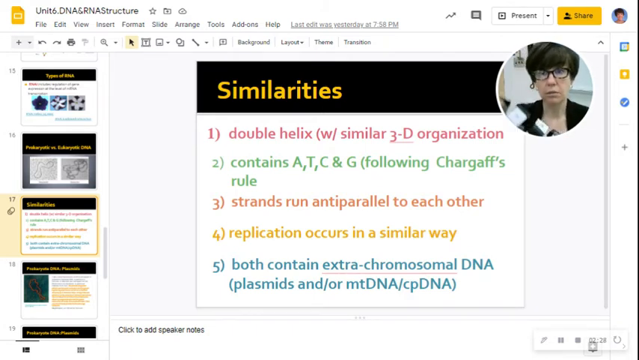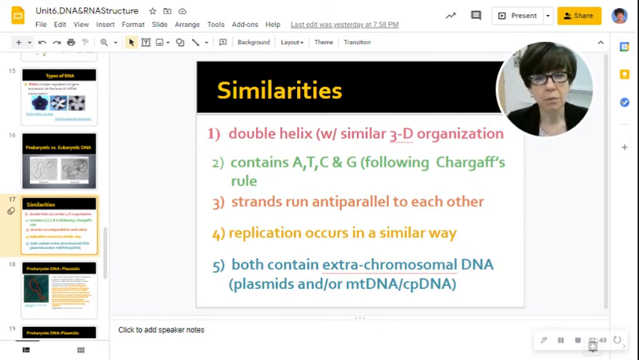The strands, like we've talked about before, are going to run anti-parallel to each other, right? So one strand is going to be running in the 5' to 3' direction, and on the opposite side, the complementary strand is going to be running 3' to 5'. Right, so that's true again across the board, all prokaryotes and eukaryotes.